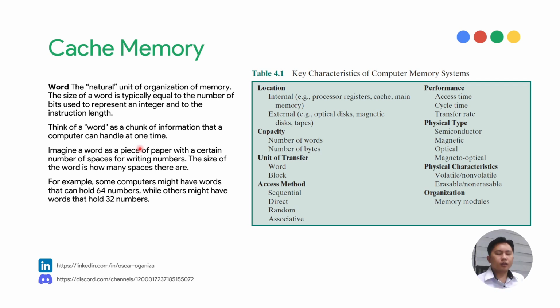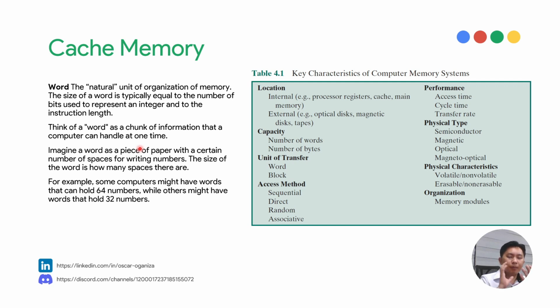So for example, ito ang magandang explanation dyan. Think of a word as a chunk of information that a computer can handle. Imagine a word as a piece of paper with a certain number of spaces for writing numbers. The size of the word is how many spaces there are. For example, some computers might have words that can handle 64 numbers. Some might have words that hold 32 numbers.